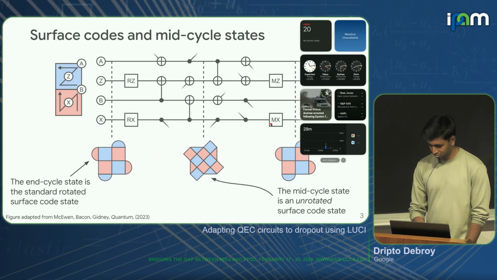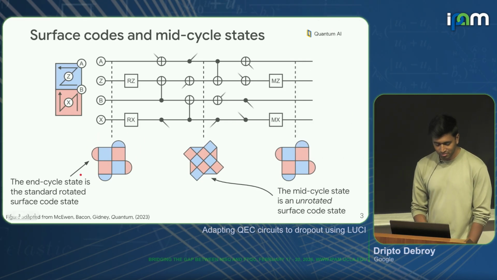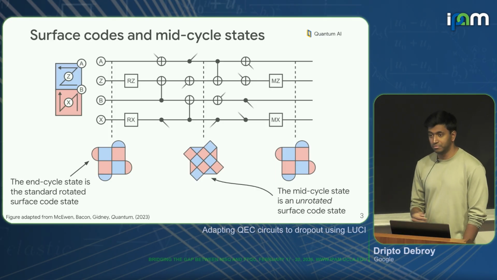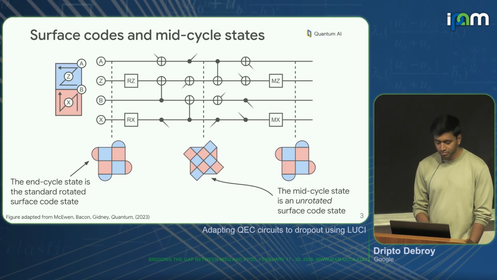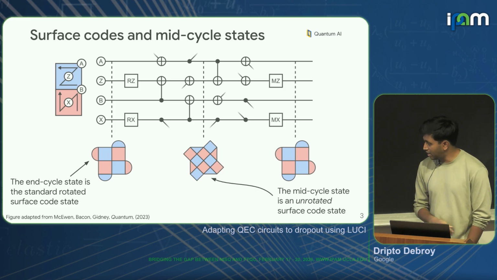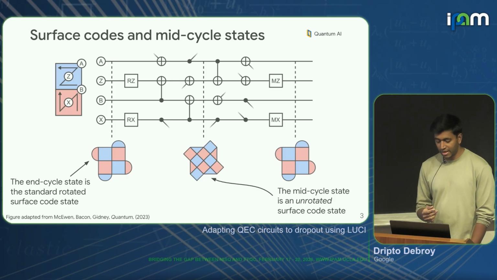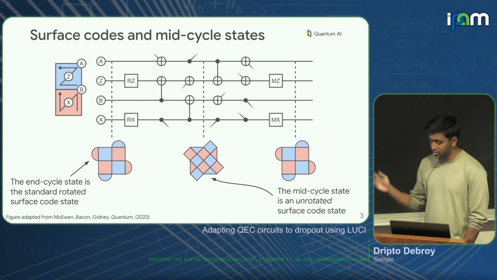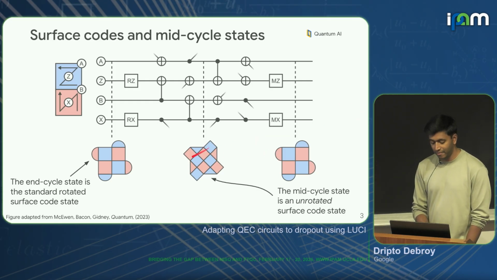So to start, we have the surface code on the bottom left here. This is the regular surface code that we all know and love. And this on the top is a cartoon for the reset layers, and then the 4 layers of CNOTs that make up the usual surface code circuit. And this paper on the bottom left from McEwen, Bacon, Gidney showed that halfway through the CNOT layer setup, you could have an unrotated surface code state on both the data and the measure qubits.